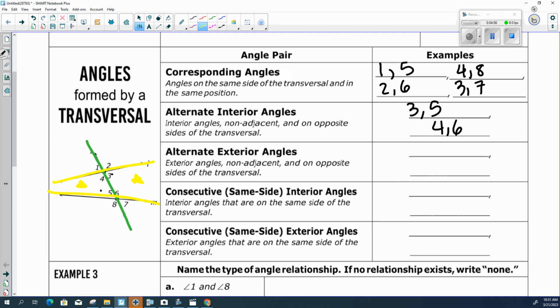Okay, similarly with alternate exterior, I'm looking at the exterior angles, 1, 2, 7, and 8, and they are also non-adjacent. So I can see that 1 and 7 are alternate exterior.